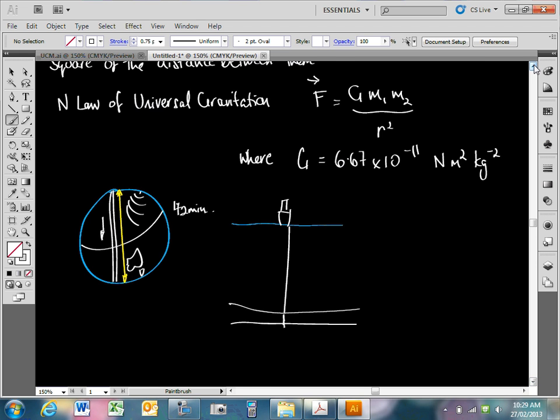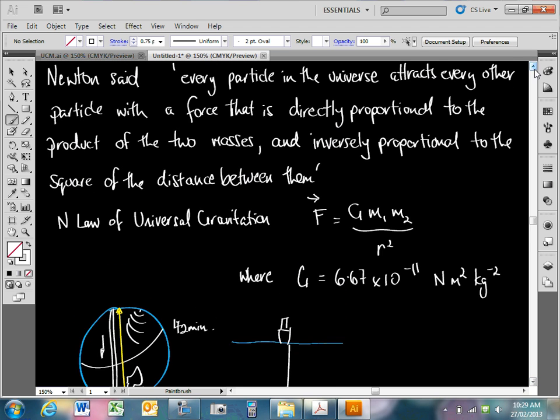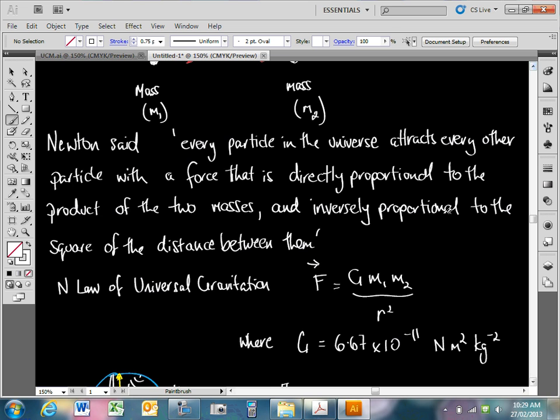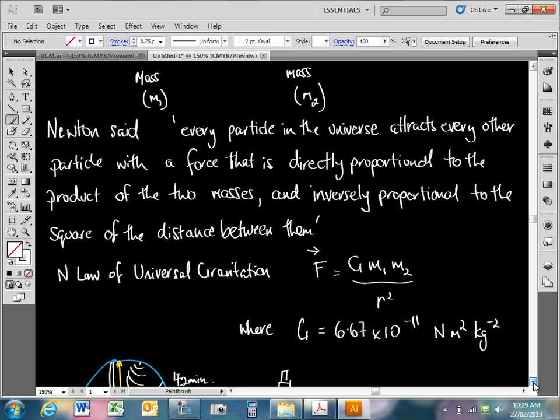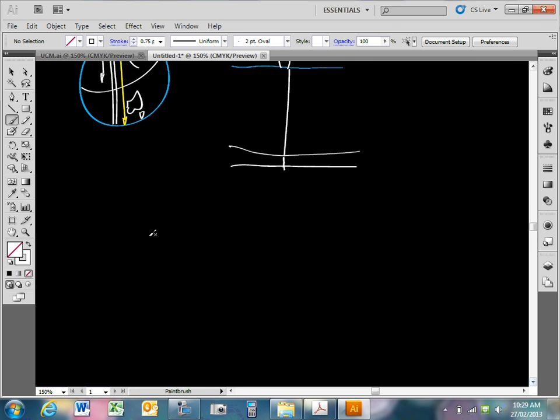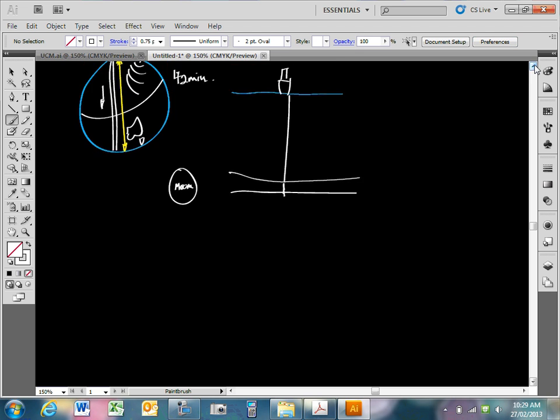Back to gravitation and satellites. So Newton's law of gravitation. This works for two masses of equal size, and then we have this situation here, and I'm not trying to say this is to scale. This is the moon. I'll leave that Earth as it is.